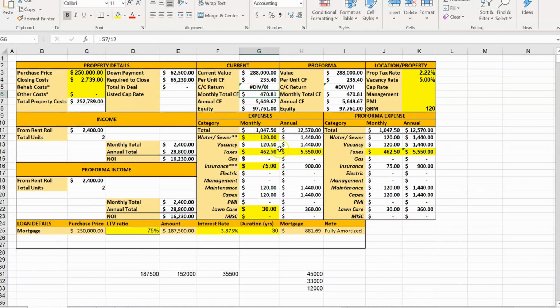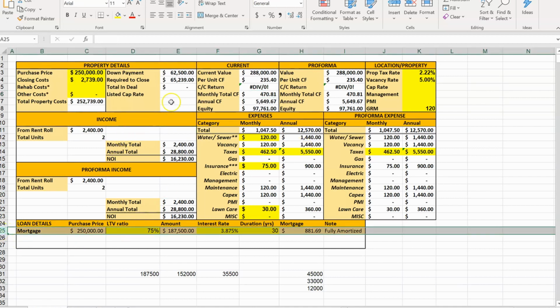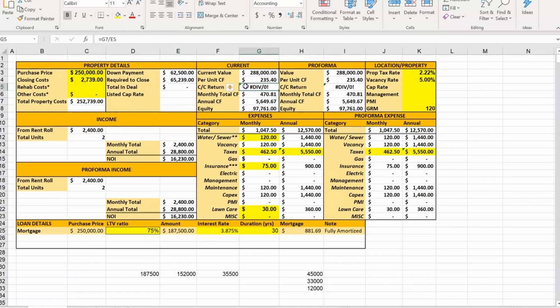So these are all things you need to think about once you have your exit strategy in mind. If you don't plan on refinancing, it doesn't really matter. You want to pay attention to the total in the deal, the initial percent, and cash flow, but you don't need to think about any new loan on it because it doesn't matter.